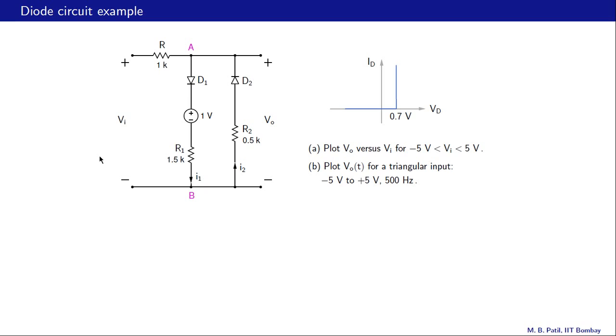For example, here is a diode circuit which we looked at earlier. Now for this circuit, in principle it was possible to take some value of Vi, figure out whether for that input voltage the diode D1 was conducting or not conducting, whether the diode D2 was conducting or not conducting, and then solve the KCL, KVL equations to figure out what the output voltage would be.